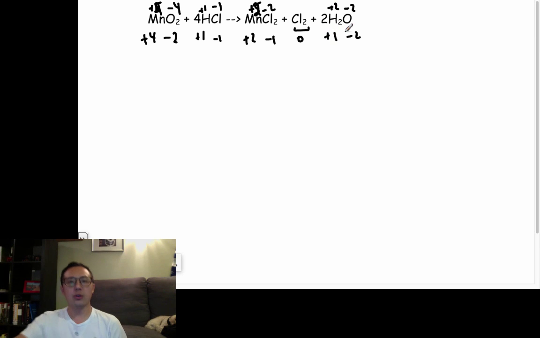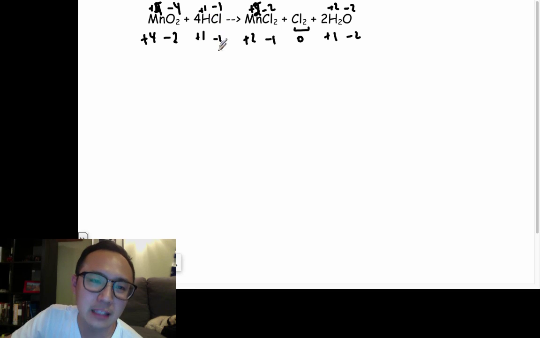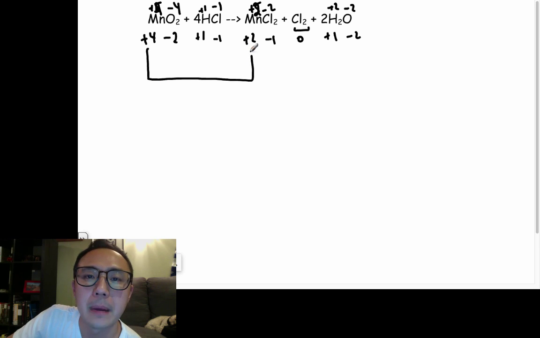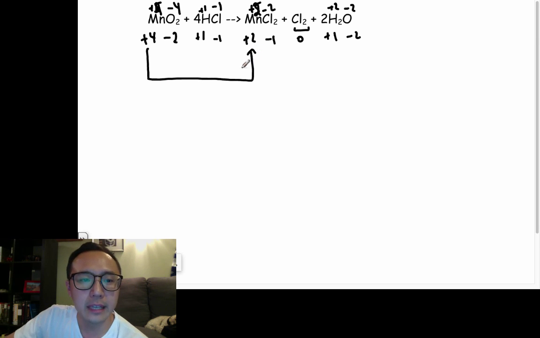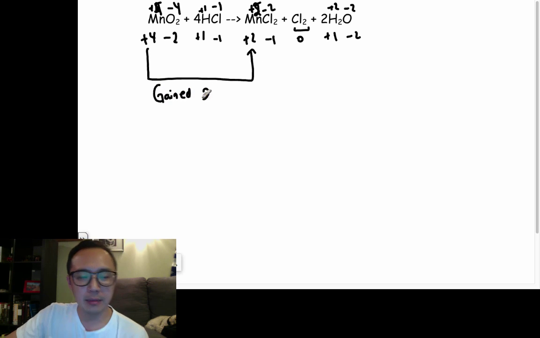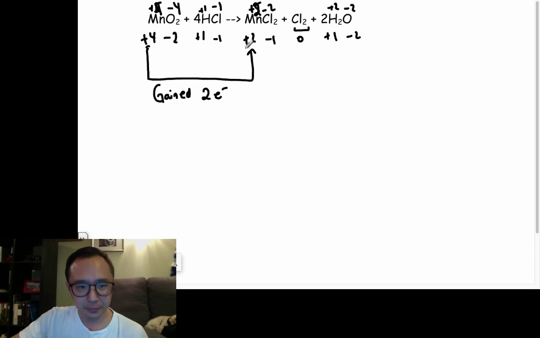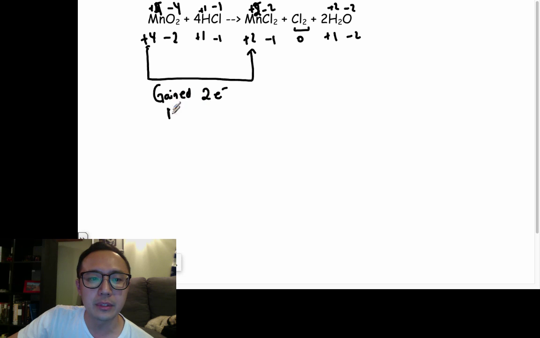So now I have to go and look at the different elements and see if the electrons have been transferred. Manganese has a +4, and after the reaction it actually has a +2. So it gained 2 electrons, because it gained 2 negative charges to make this decrease in number. Because it gained electrons, this one is reduced.